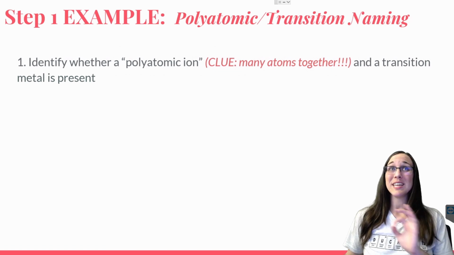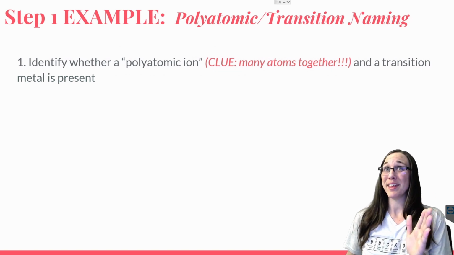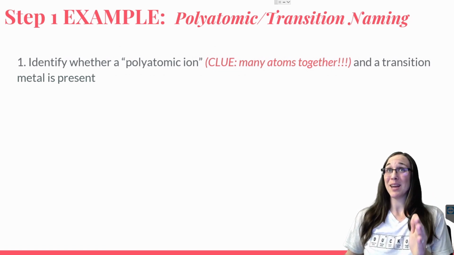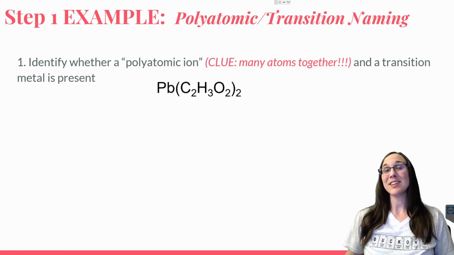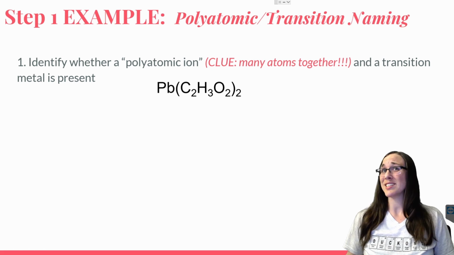So here's step 1, step uno, for your polyatomic ion and transition metal naming scheme. Identify whether there's even a polyatomic ion to begin with. And the clue is there's many atoms together. There's more than just 2 atom types present. And you also have to recognize, is there a transition metal present?